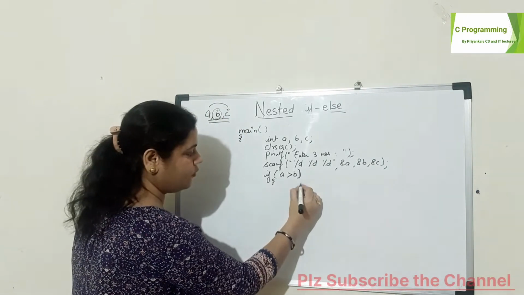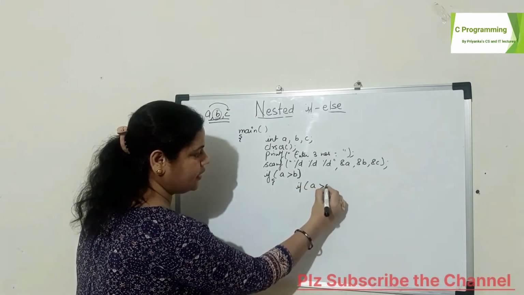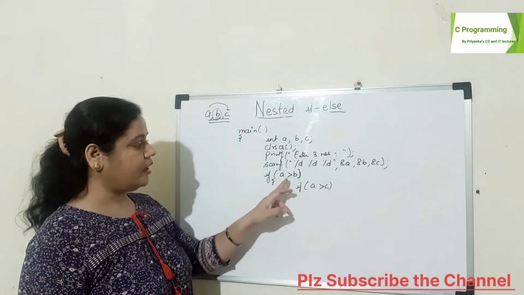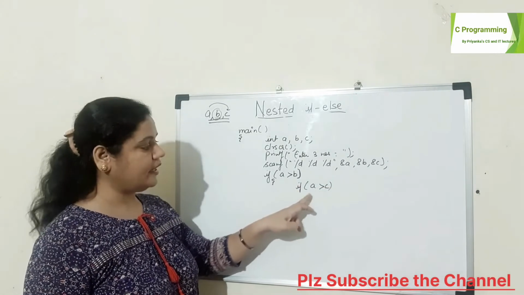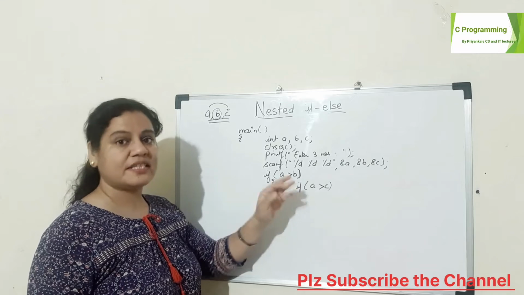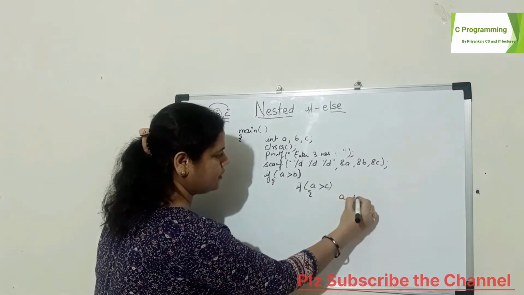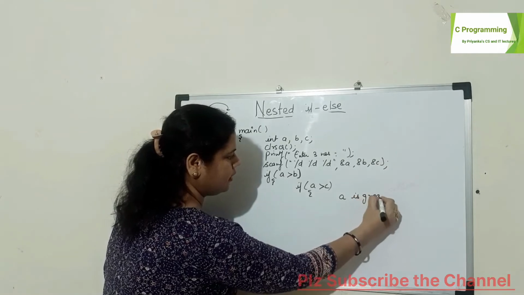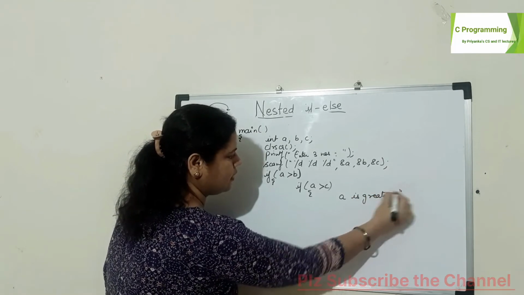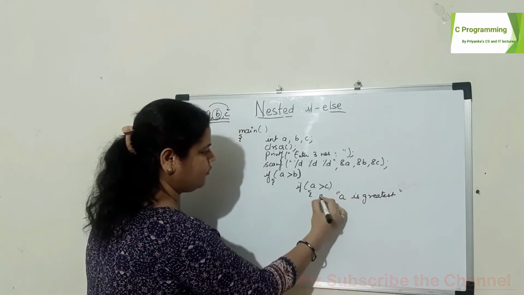Then if A is greater than B and A is greater than C, it means A is the greatest number. A is greatest. Printf.